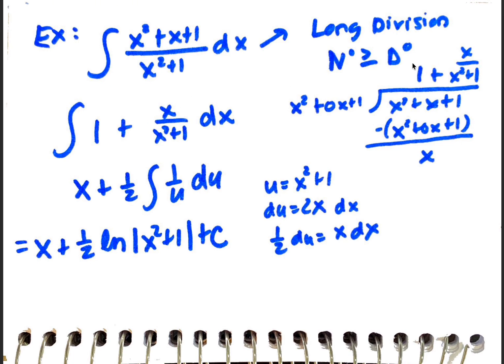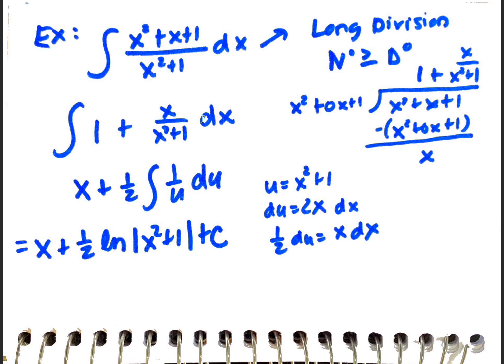Then we can plug this answer back into our integral, and everything becomes a lot easier. We can break this down into two integrals. For the first integral, the antiderivative of 1 is just x. For the second one, we will use u substitution. Let u be equal to x squared plus 1. Du will be 2x dx, and then 1/2 du is x dx.